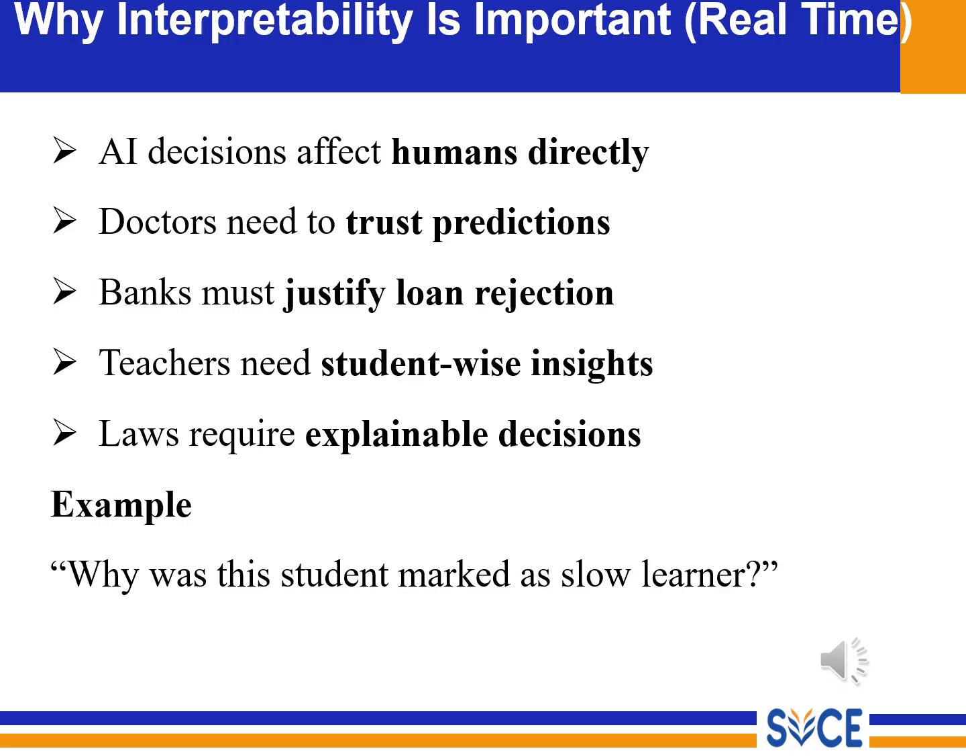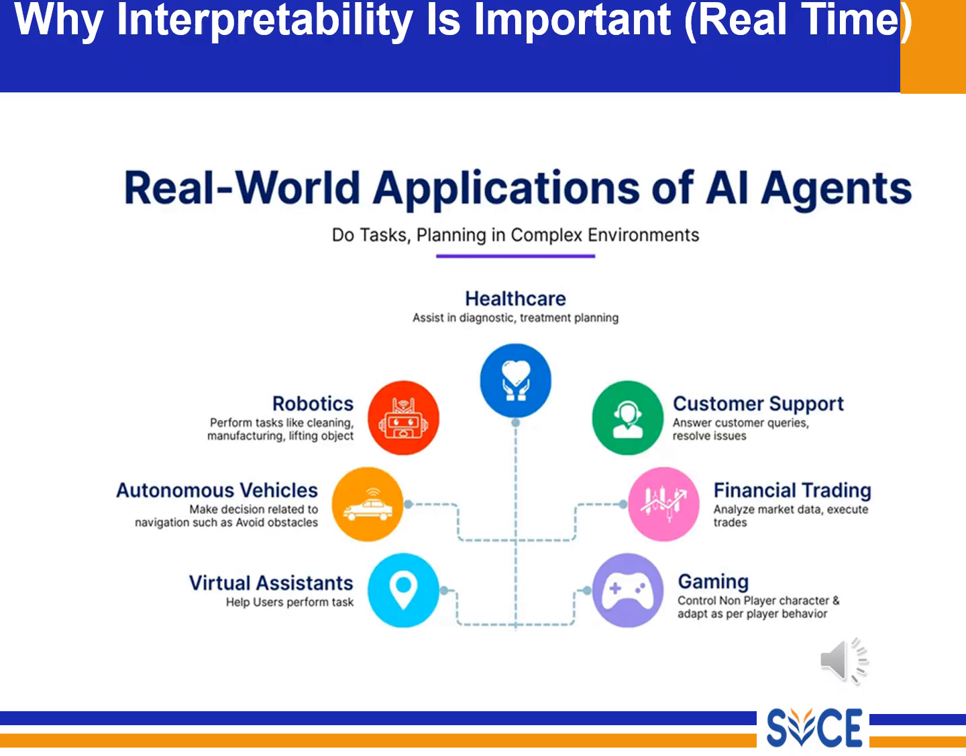Laws and governance in many countries now require AI systems to be explainable and fair. So here is a real classroom example. Why was this student marked as a slow learner? If the AI can't explain its decision, teachers can't trust it. So explainability builds that trust. This is the core motivation behind everything we study in XAI. See this slide: real world application domains.